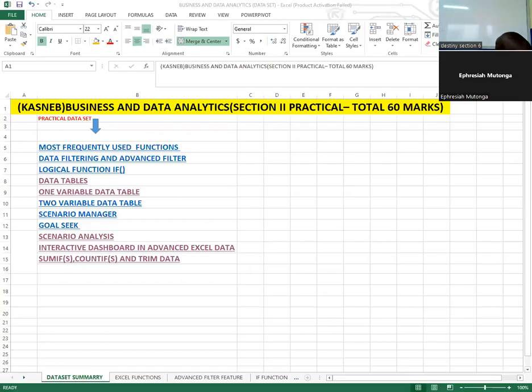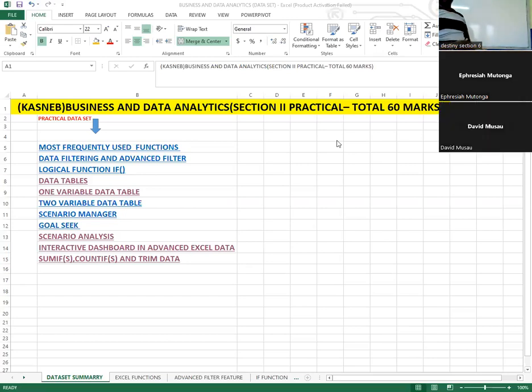So good morning, and then we'll simply continue from where we left off in our previous lesson. We were doing the concepts of data tables, and we managed to do the one variable data table, or in other words, the one-way data table.